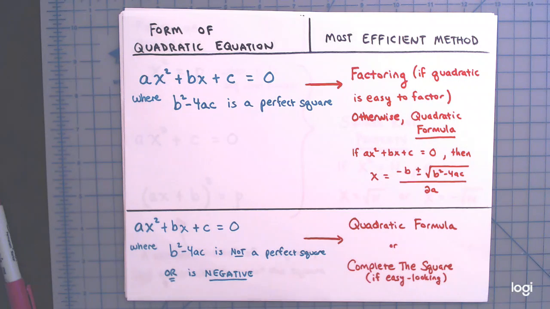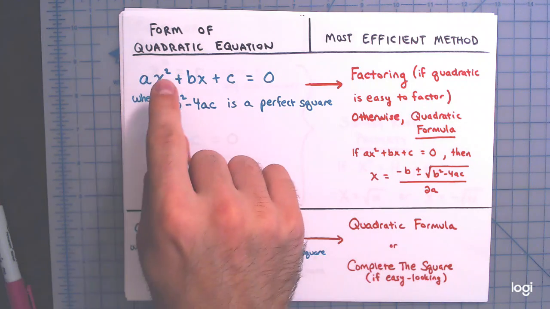Now you can use the complete the square method to rewrite these equations in a way that you can use the square root property for. Again, look up a video on solving a quadratic equation by completing the square.